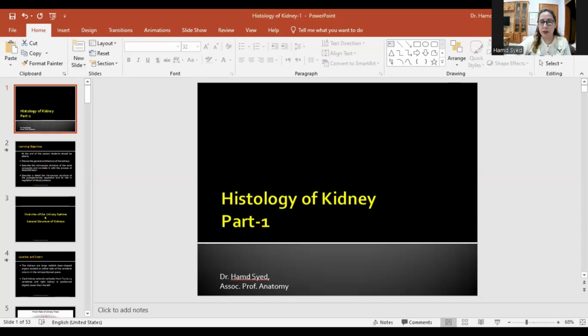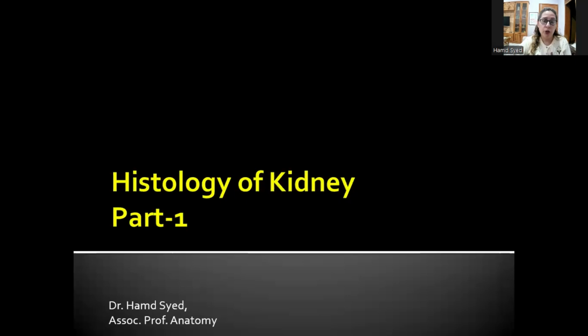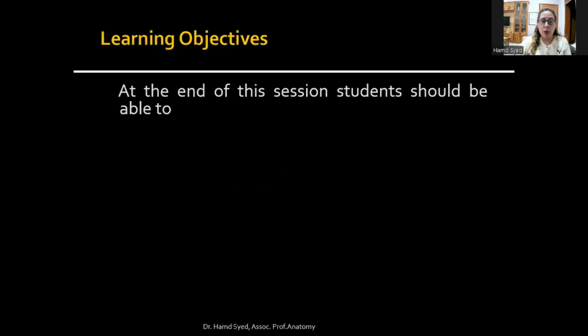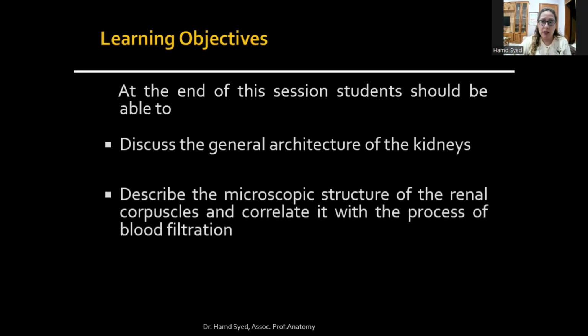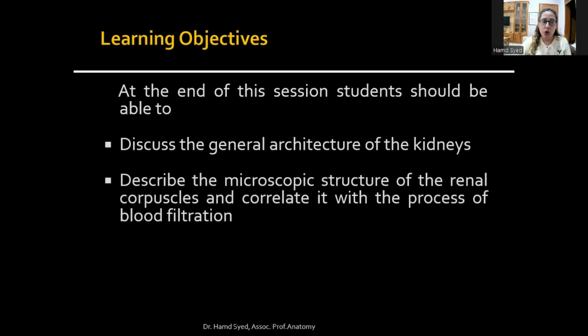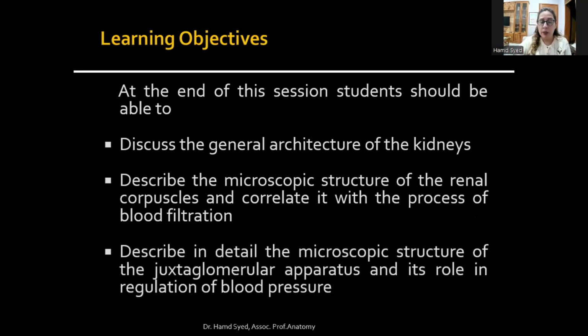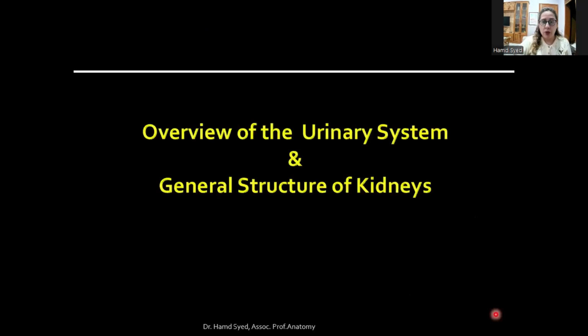Today we're going to discuss the histology of the kidney, and I have divided this lecture into two sections. In the first half, our learning objectives are that we are going to discuss the general architecture of the kidneys along with the microscopic structure of the renal corpuscles, and we shall correlate that with the process of blood filtration. And also I'll be discussing the microscopic structure of the JG apparatus and its role in regulation of blood pressure. So this is the first half of these two lectures on the histology of the kidneys.